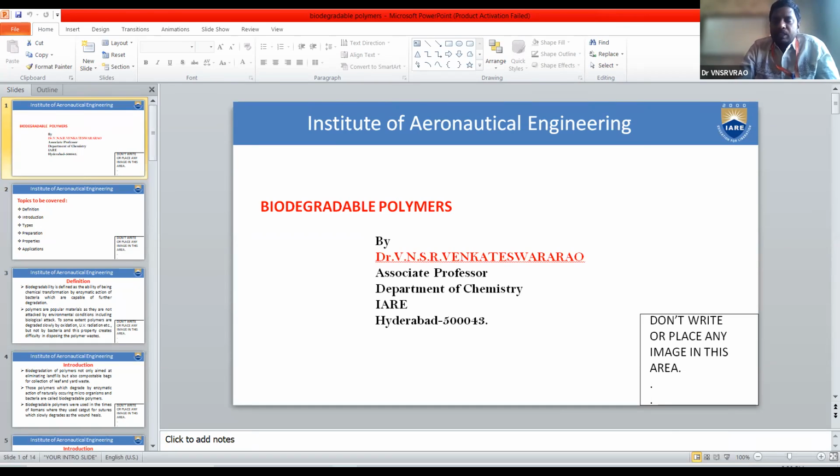So first of all, we see the definition. So biodegradable polymers come out from a biodegradability process. First, you learn about biodegradability. So this biodegradability is defined as the ability of being chemically transformed by enzymatic action of bacteria.